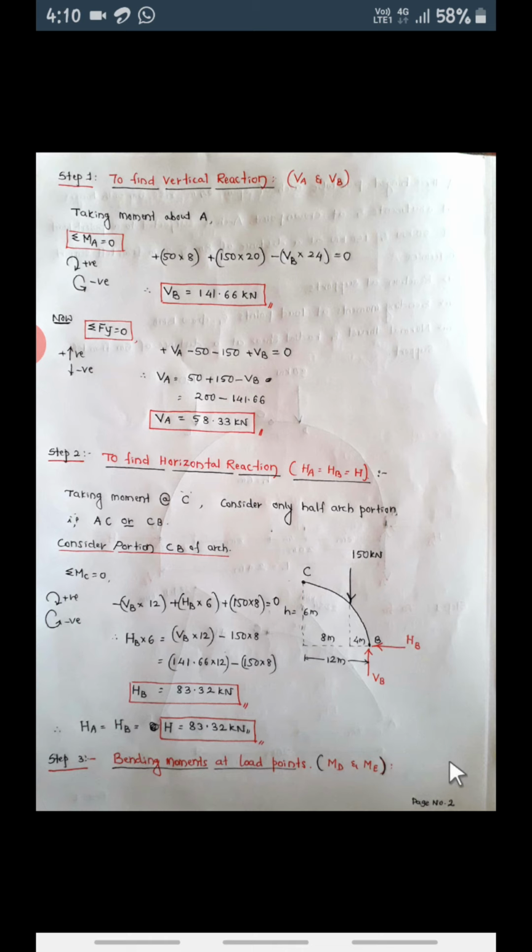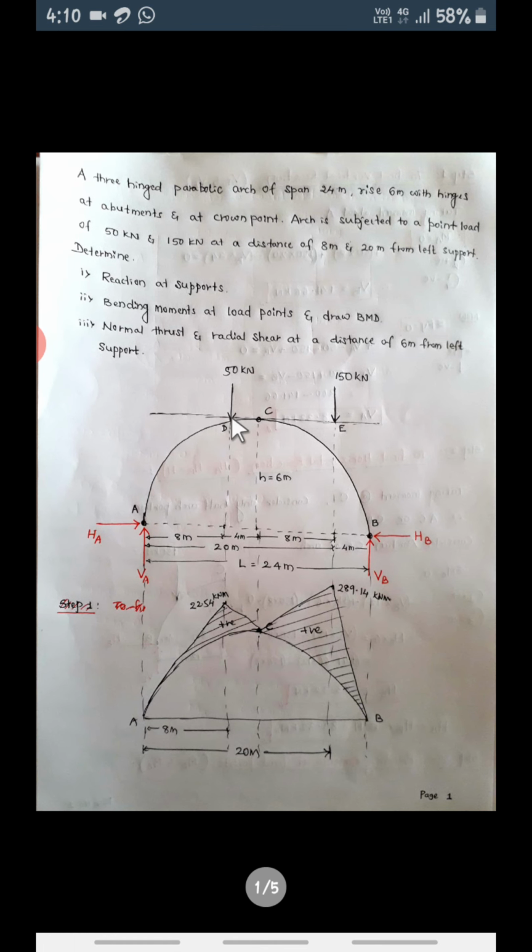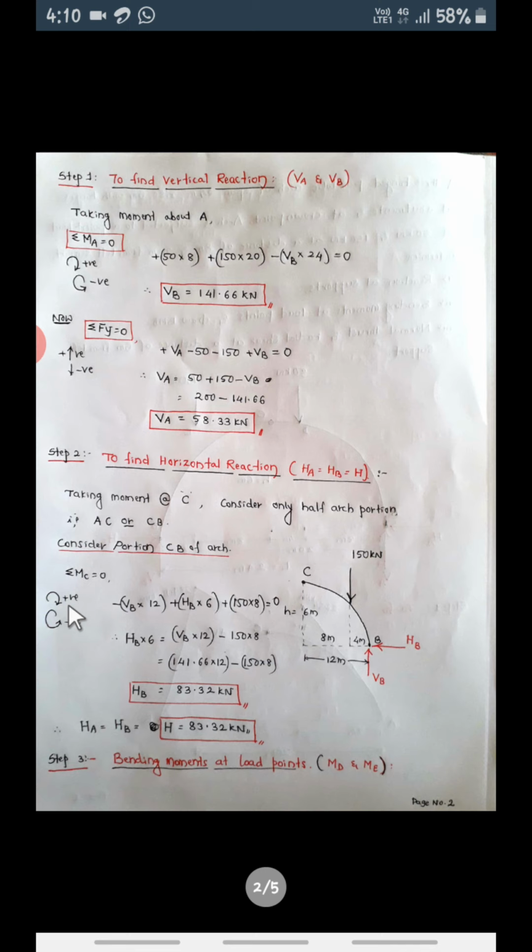Now let us move on to the next thing they have asked, bending moment at load points. The loads will be at this point, which I will indicate as D, and this point as E. Now we have to find the bending moment at D and the bending moment at E. So below the load points we are going to calculate the bending moment. So the third step will be bending moment calculation below the load points.